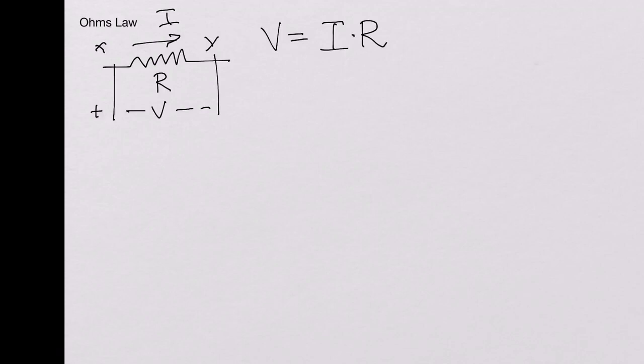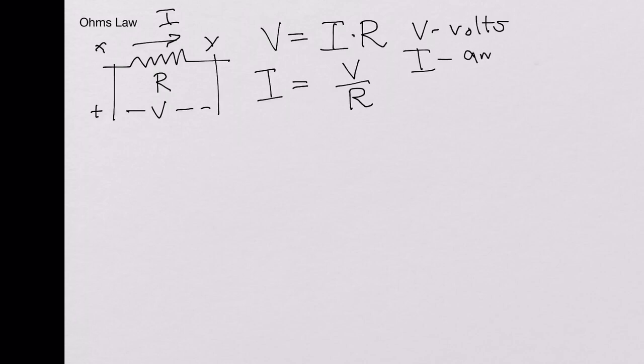Or we can also say that the current flowing through the resistor is the voltage across the resistor divided by the resistance of the resistor. So if you look at the units here, voltage is in volts, I is in amps, and R is in ohms.